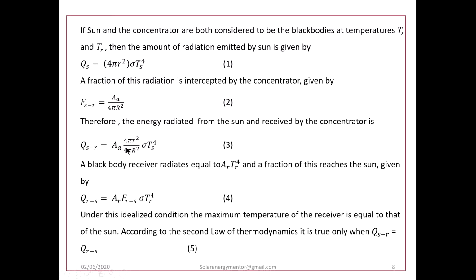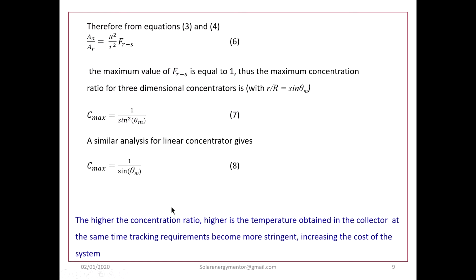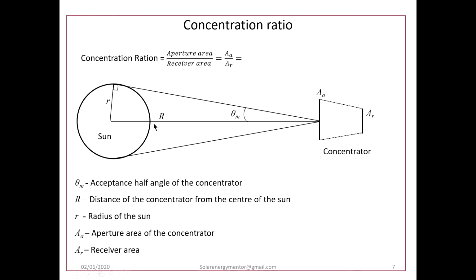Okay, so if we equate equations 3 and 4, we get an expression for the concentration ratio. After simplification, we get this ratio, aperture area by receiver area, equal to capital R square by small r square into FRS. This is the shape factor. Now the maximum value of the shape factor is equal to 1. So if we assume this to be equal to 1 in idealized condition, then the maximum concentration ratio for 3-dimensional concentrators is Cmax equal to 1 by sin square theta m. We can see here small r by capital R is sin theta m.